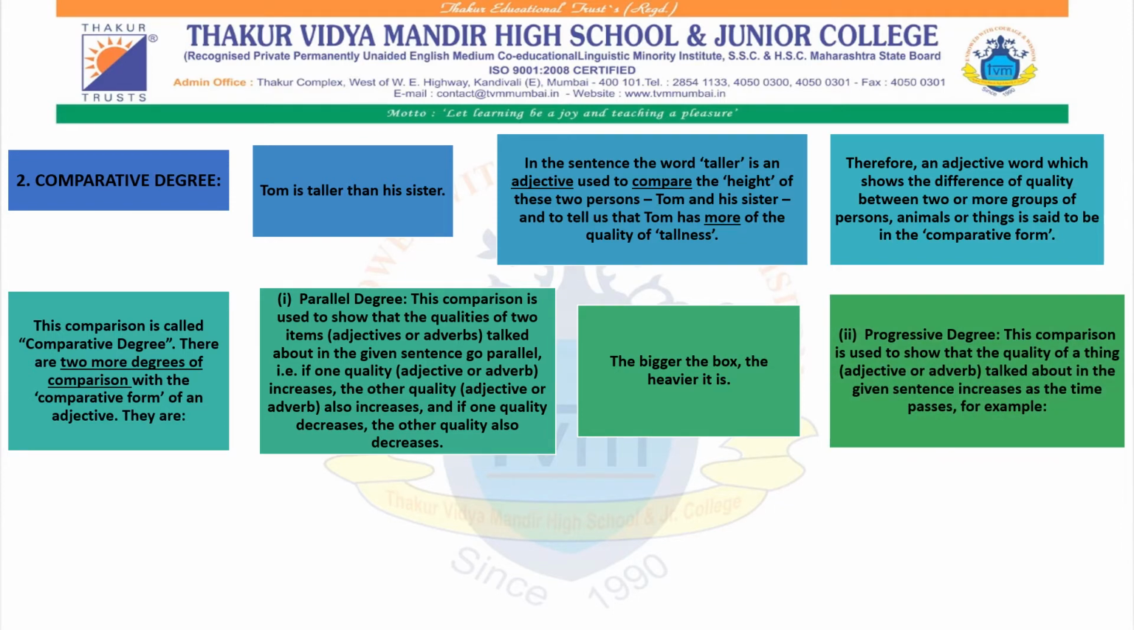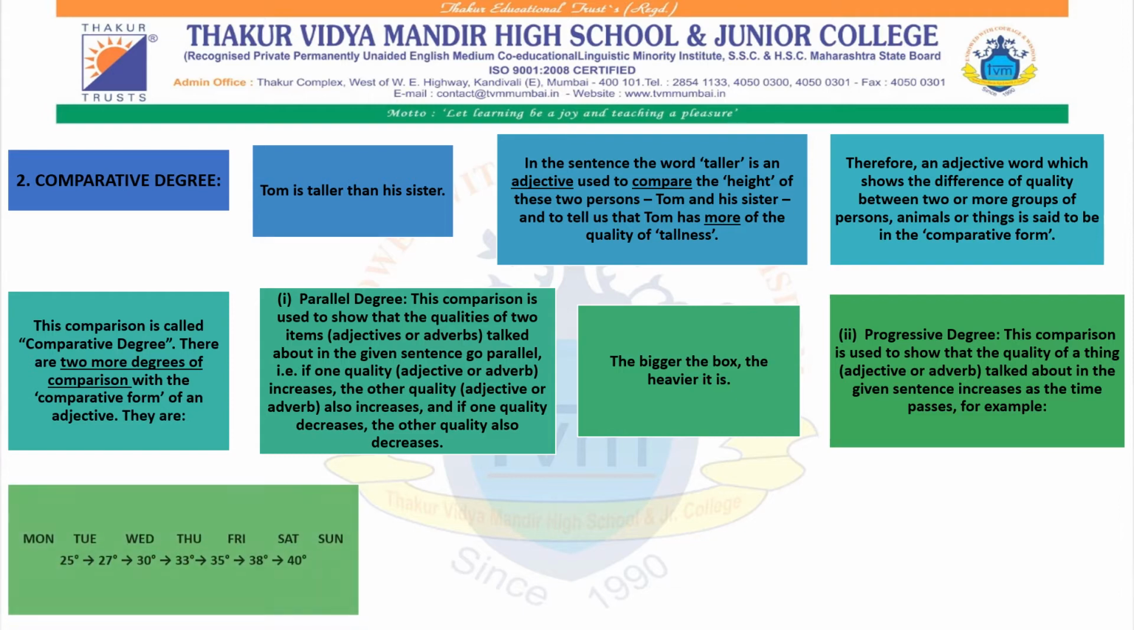So, what do we come to know here? The qualities bigger and heavier, these are the two qualities. So, when one increases, the other also increases here. Second is progressive degree. This comparison is used to show that the quality of a thing, be it adjective or adverb, talked about in the given sentence increases as the time passes, and that is why progressive degree, as it is related to time.